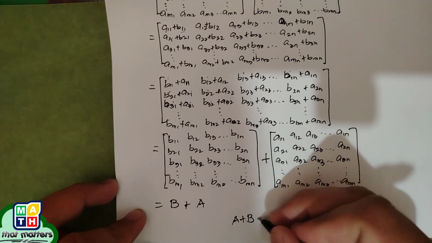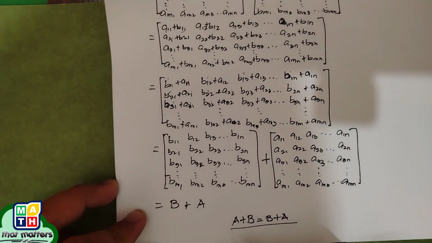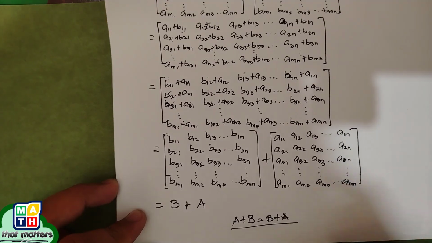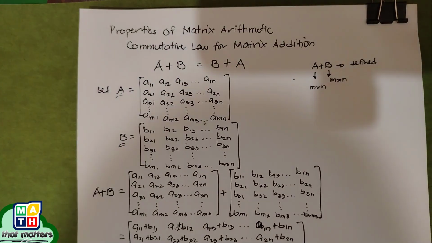Now, we have shown that A plus B is just equal to B plus A as long as their sum is defined. This is about the commutative law for matrix addition.